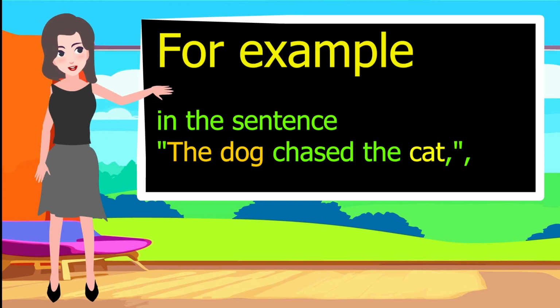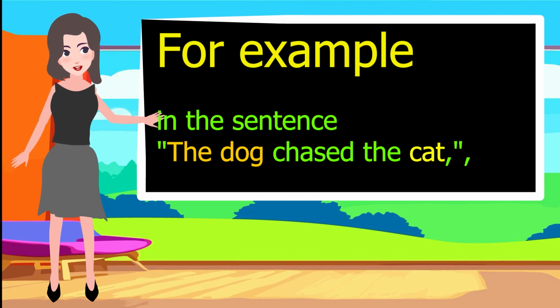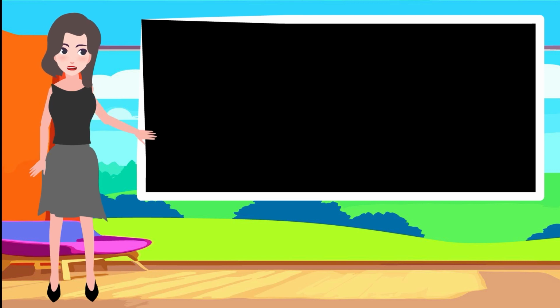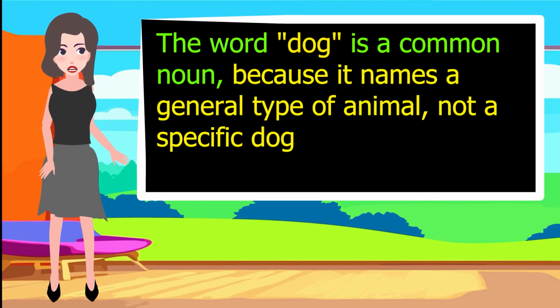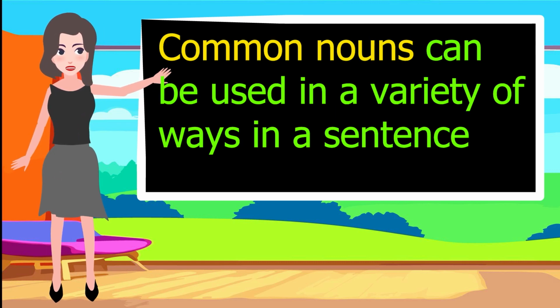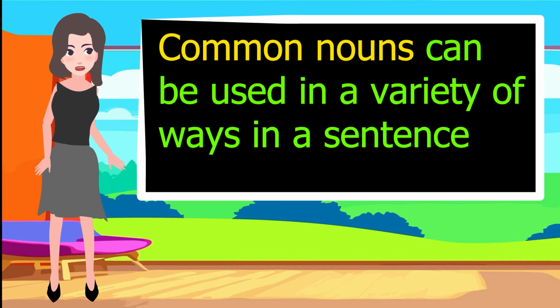For example, in the sentence, the dog chased the cat. The word dog is a common noun because it names a general type of animal, not a specific dog. Common nouns can be used in a variety of ways in a sentence.